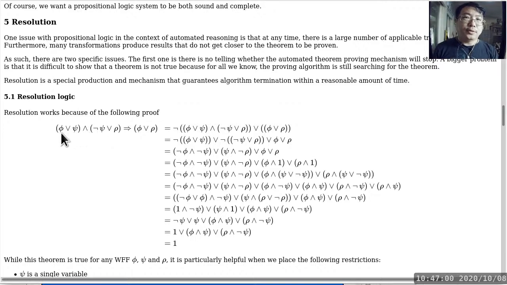So when you look at this, I know these are all Greek letters, so let me spell out the whole thing to answer Aaron's question. This is phi or psi, and not psi or rho. So we have three symbols: phi, psi, and rho in this case. Implies phi or rho.